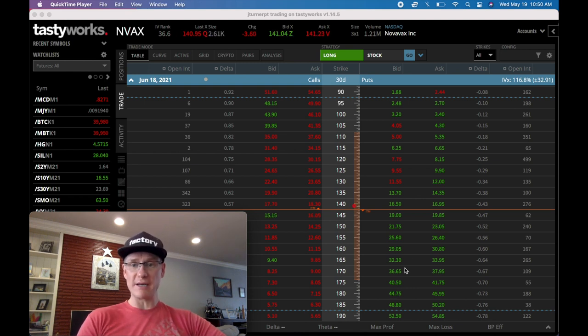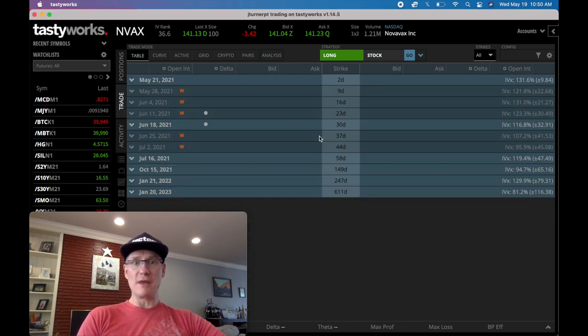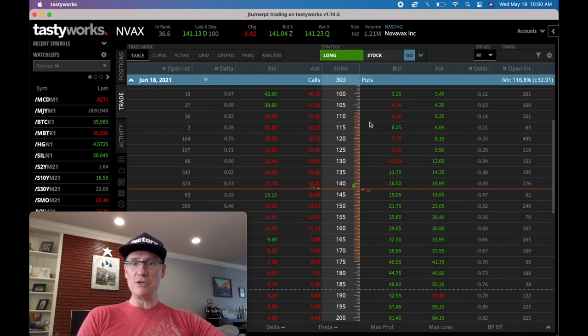So we've got Novavax here, and you can see on this options chain that I basically just opened the 30-day expiration, June 18th. You can see the top of this brown bar to the bottom. That's the expected move of Novavax over the next 30 days. Up here you can see the volatility number of 116. Now Novavax is a biotech stock and a little more risky, a little more volatile, which brings more premium.